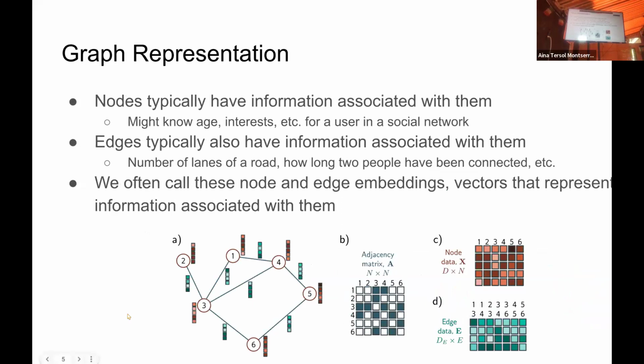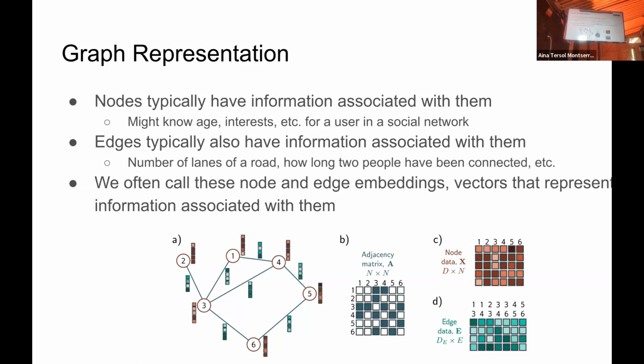Next we'll talk about the graph representation. These nodes are interesting, but typically they also have a whole bunch of metadata associated with them. On a social network, you might know a person's age, where they live, and a bunch of stuff like that. That can tell you a lot about that specific node, and you want to capture that information and pass it through your network in some way. Edges can also have a bunch of information associated with them. Roads might have different lengths and different numbers of lanes, and so on. So edges can also encode a whole bunch of information.